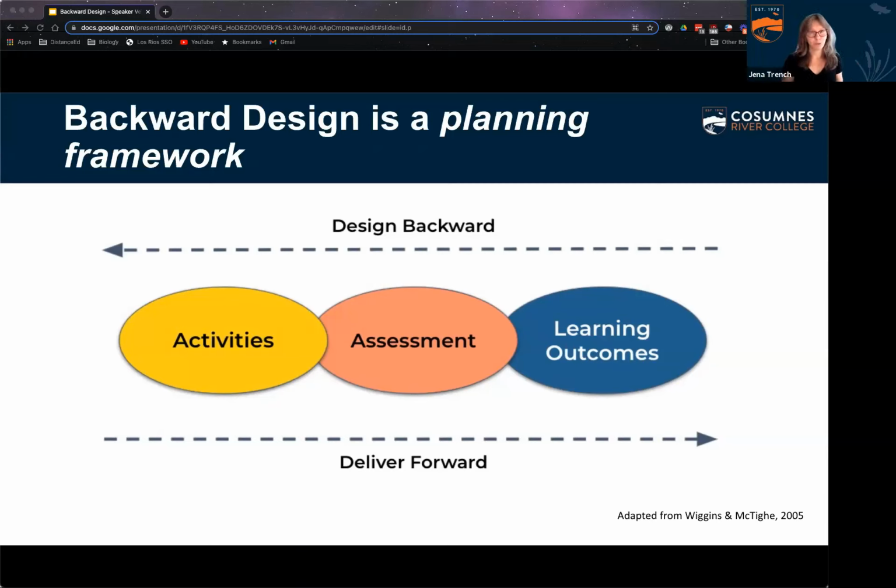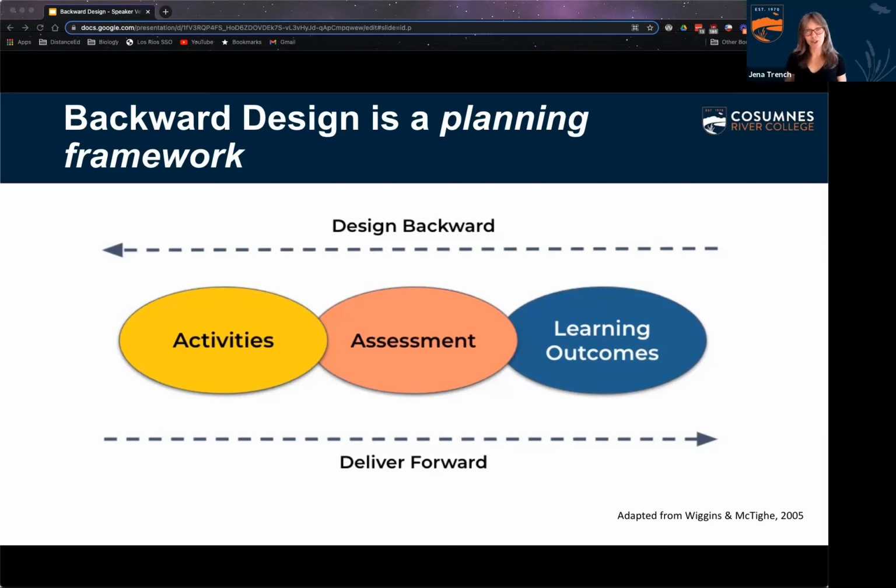Typically, when we design a course or we start thinking about what we're going to be teaching, we often start with the content, right? We select the textbook, we figure out what's going to be in our PowerPoint slides, then we design the assessments around what we've built for lecturing. Backward design is different than that. It's like the exact opposite.